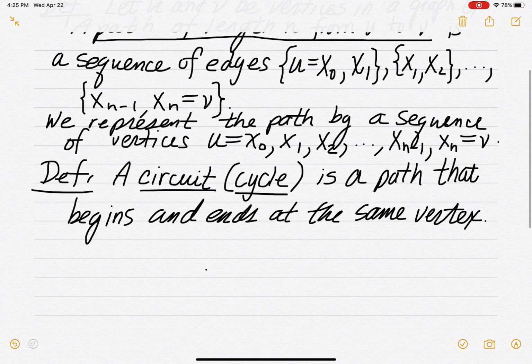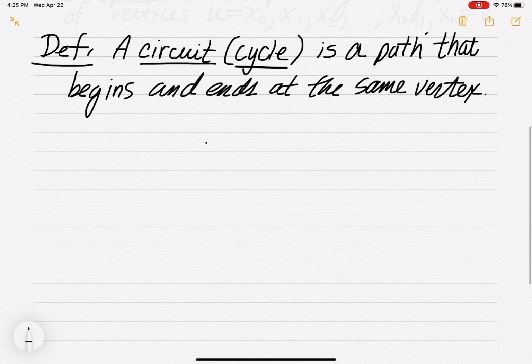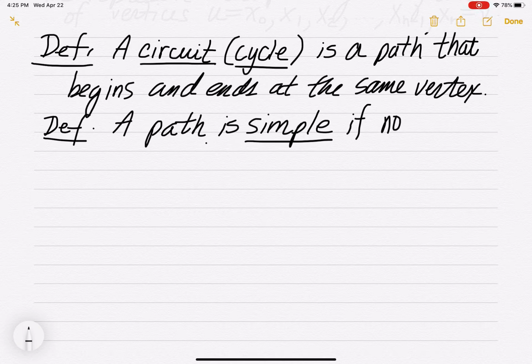All right, so we want to define what is a simple path. Definition. A path is simple if no edge is repeated. So you're only allowed to list your edges once. You're not allowed to double back on edges. So no repeated edges. There's a definition.